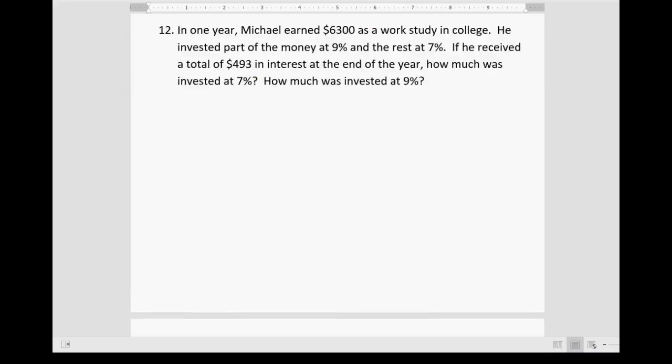Okay, number 12. In 1 year, Michael earned $6,300 as a work study in college. He invested part of the money at 9% and the rest at 7%. If he received a total of $493 in interest at the end of the year, how much was invested at 7%? How much was invested at 9%?